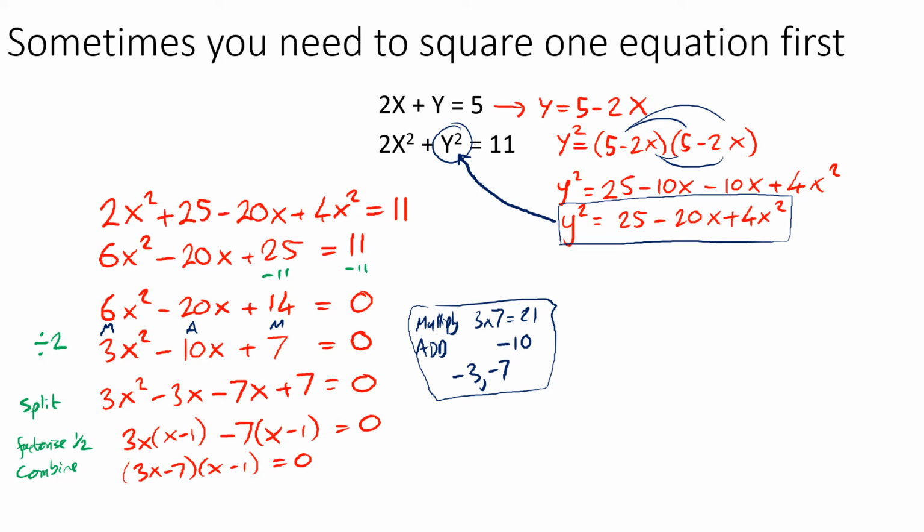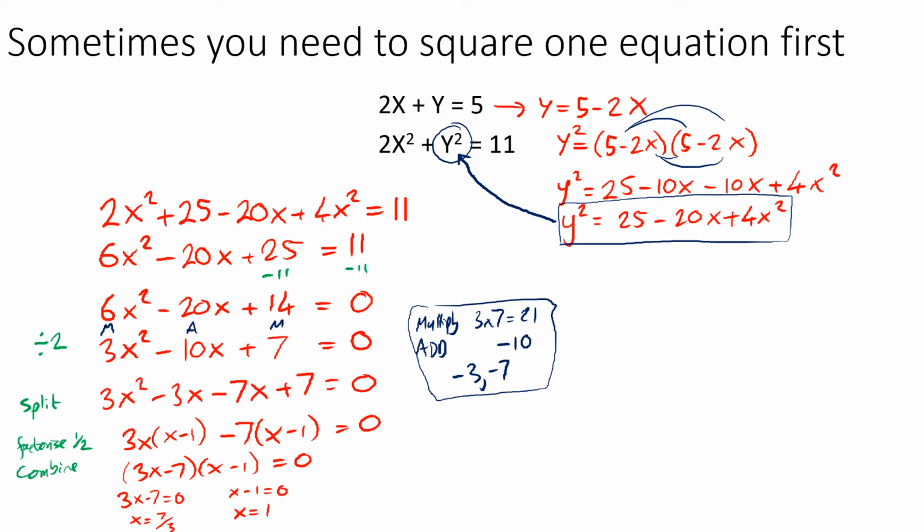Now, what is x equal to? Well, 3x minus 7 could be 0, or x minus 1 could be 0. This will give us x equals 1, and the other one will give us x equals 7/3. We still need to find the value of y, however. Now, y is equal to 5 minus 2x.